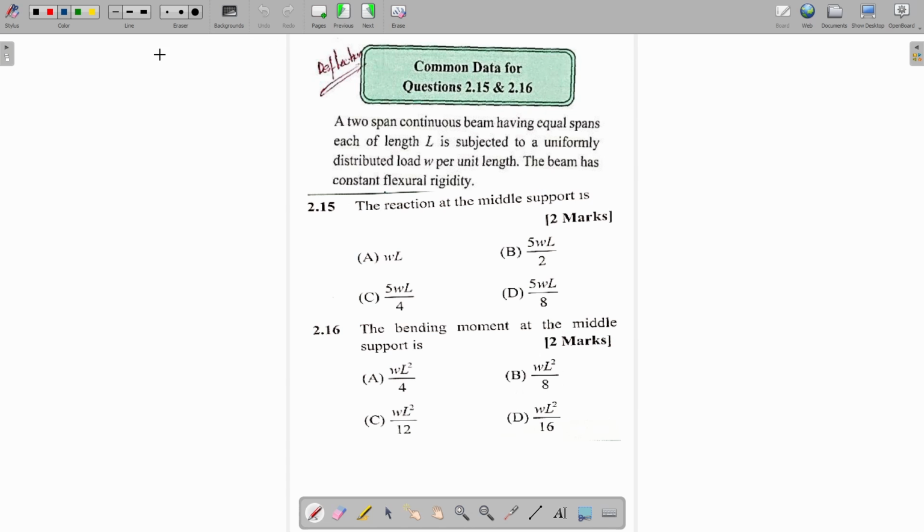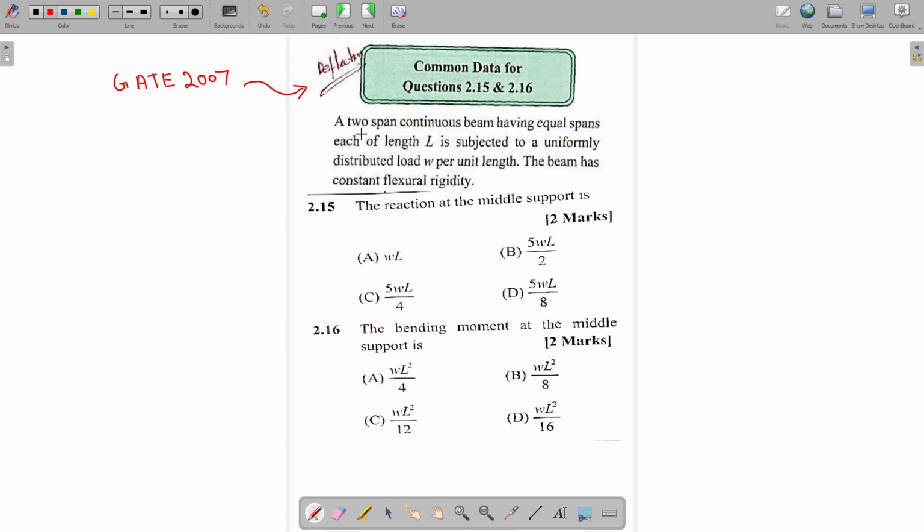Now this is a common data type question. It came in the year 2007, GATE 2007. To solve this question, we are going to apply the deflection method.